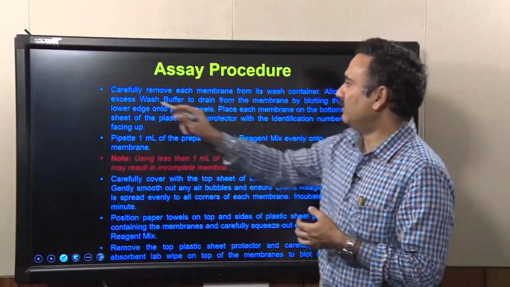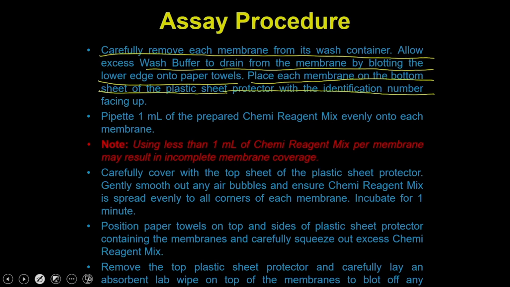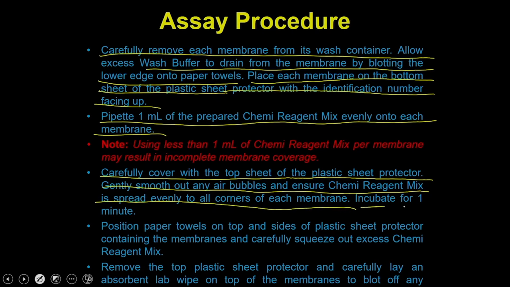Then you remove the membrane from each well, allowing the excess wash buffer to drain off by blotting the lower edge onto a paper towel. Place each membrane onto the bottom sheet of the plastic sheet protector with the identification number facing up. Then pipette 1 ml of the chemi reagent onto each membrane, and carefully cover with the top sheet of the plastic protector. Gently smooth out any air bubbles and ensure that the reagent spreads evenly to all corners of each membrane.